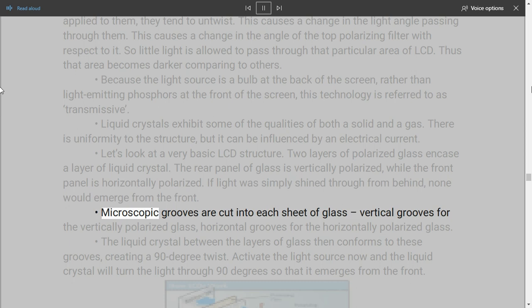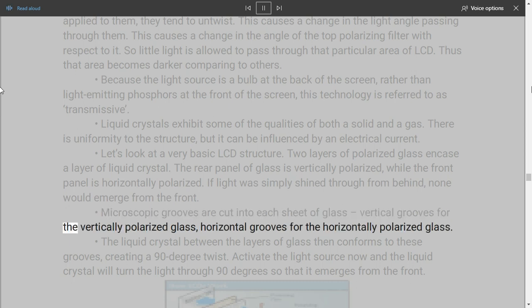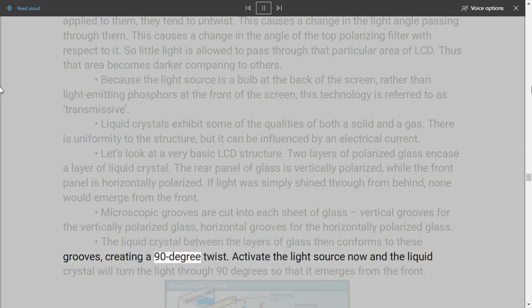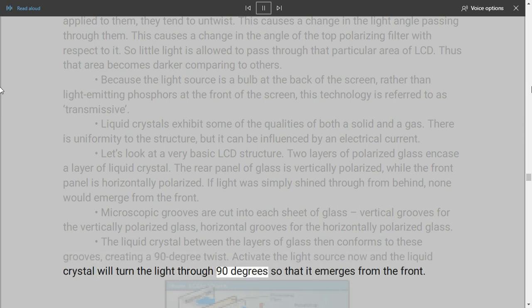Microscopic grooves are cut into each sheet of glass, vertical grooves for the vertically polarized glass, horizontal grooves for the horizontally polarized glass. The liquid crystal between the layers of glass then conforms to these grooves, creating a 90-degree twist. Activate the light source now, and the liquid crystal will turn the light through 90 degrees, so that it emerges from the front.